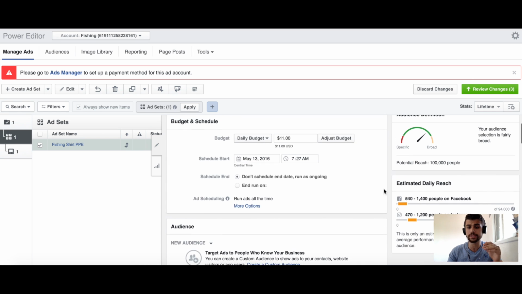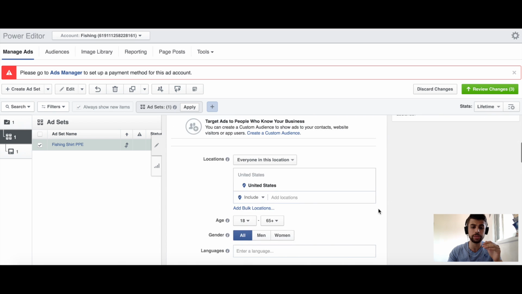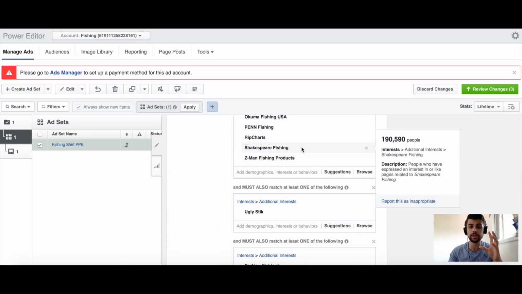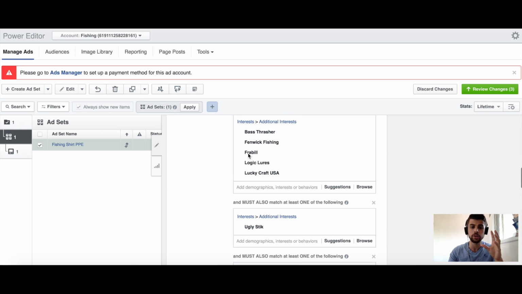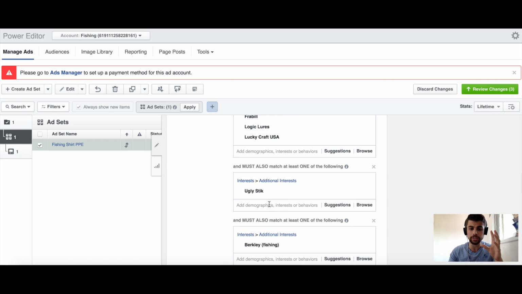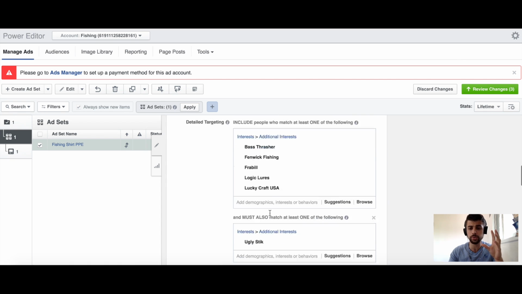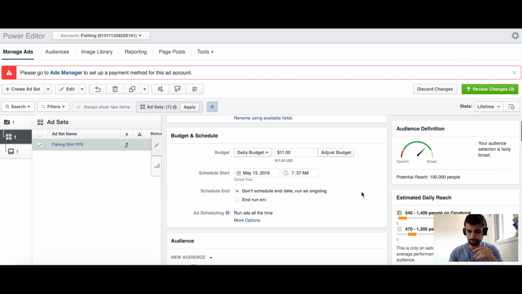So yeah, that's about it. You can really do that with any niche. Just take all of the interests and start removing the biggest ones and intersecting them. Okay, until you get to about 100 to 200,000.